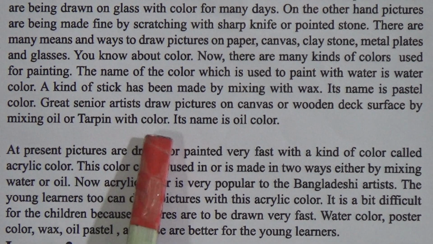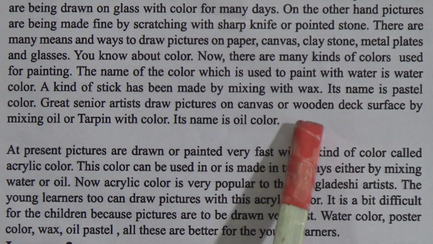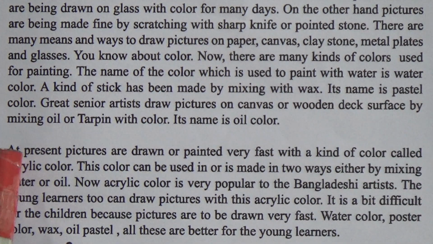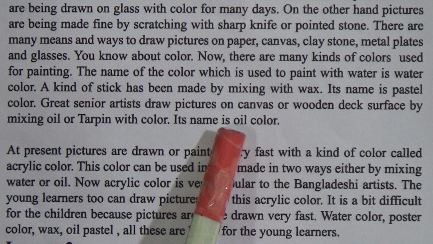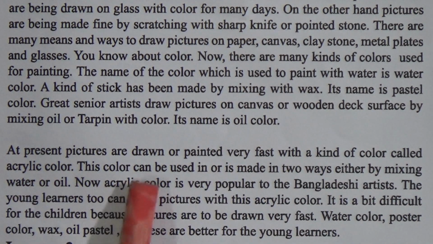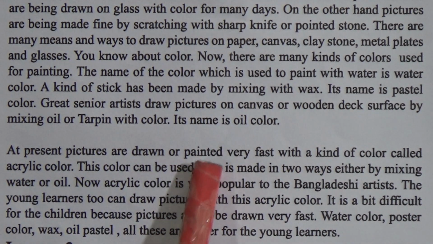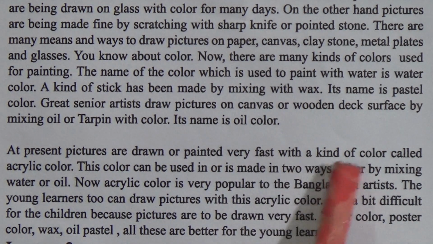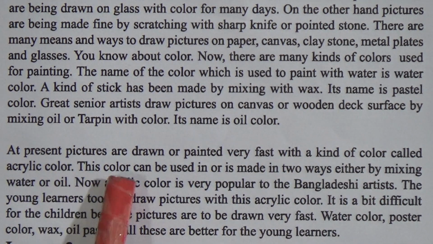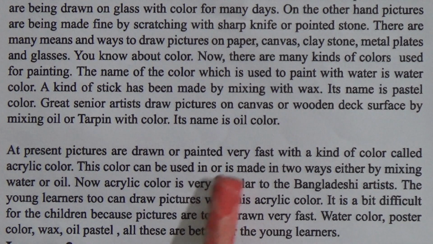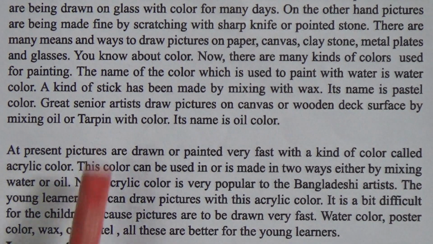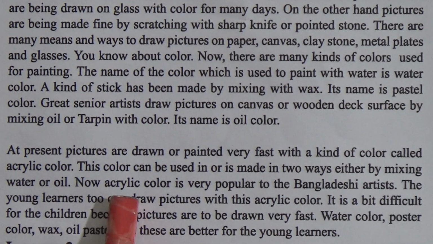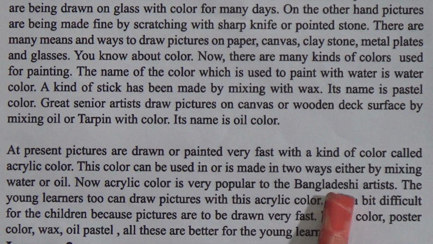Great senior artists draw pictures on canvas or wooden deck surface by mixing oil or turpentine with color. Its name is oil color. At present, pictures are drawn or painted very fast with a kind of color called acrylic color. This color can be made in two ways, either by mixing water or oil. Now acrylic color is very popular with Bangladeshi artists.